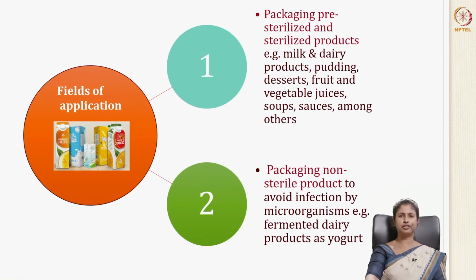What are the fields of application of aseptic packaging? Two fields. One is if you have to package pre-sterilized products. That's what we just discussed. For example, you can have milk, dairy products, desserts, fruit and vegetable juices. So the product is sterilized separately, and it can be packed in the aseptic package. The second one is you can pack non-sterile products. One very easy example to understand is dairy products like yogurt. That can be aseptically packaged. It's not sterile, but you increase the shelf life of the product by packaging it in a sterile packaging material under a sterile environment.